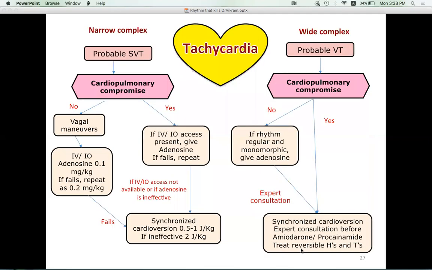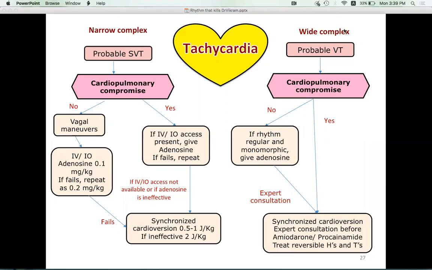Let's quickly revise the tachycardias. So, for practical purposes, if you are dealing with a narrow complex tachycardia, you are most probably dealing with a supraventricular tachycardia. You just have to look whether the patient is hemodynamically compromised or not. If there is no hemodynamic compromise, you go for vagal maneuver first. If there is no response, then you give adenosine. If it fails, then you can go for synchronized cardioversion. If the patient is already cardiopulmonary compromised, then you can go for synchronized cardioversion straight away.